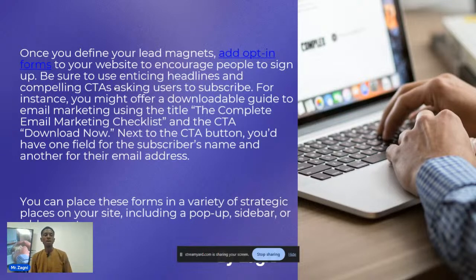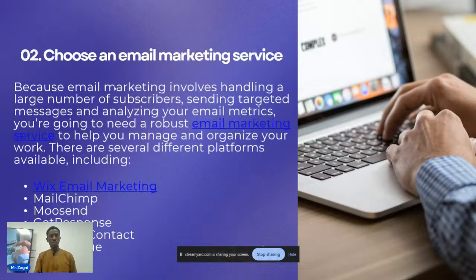So once you define your lead magnet, add forms to your website to encourage people to sign in. Like I said, you're going to create a form, just like the resume that you create, a form for people to fill. Then encourage people to sign up. Be sure to use enticing headlines and compelling CTAs, asking users to subscribe. Just say subscribe to our this thing. For instance, you may offer a downloadable guide to email marketing, just like what we're doing. Like I said, you can use an ebook and tell them, before you can get this ebook, sign up and all that. That's what this one is saying.